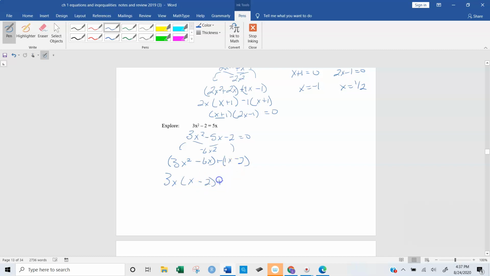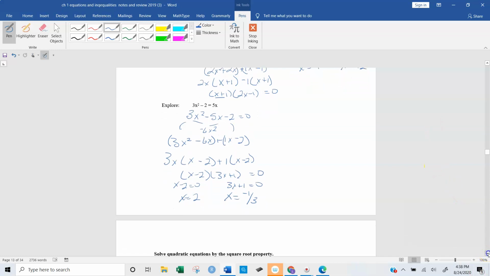This one had nothing in common. I'm going to put a 1 there just for those of you who need to see it. Factor out your x minus 2, and that gives you 3x plus 1. That's set equal to 0. So when you take x minus 2 equals 0, 3x plus 1 equals 0, you got x equals 2, and you got x equals, subtract the 1, divide by 3. You do a good job. Hopefully you didn't make any mistakes on that. And if you did, that's good. That's how we learn.